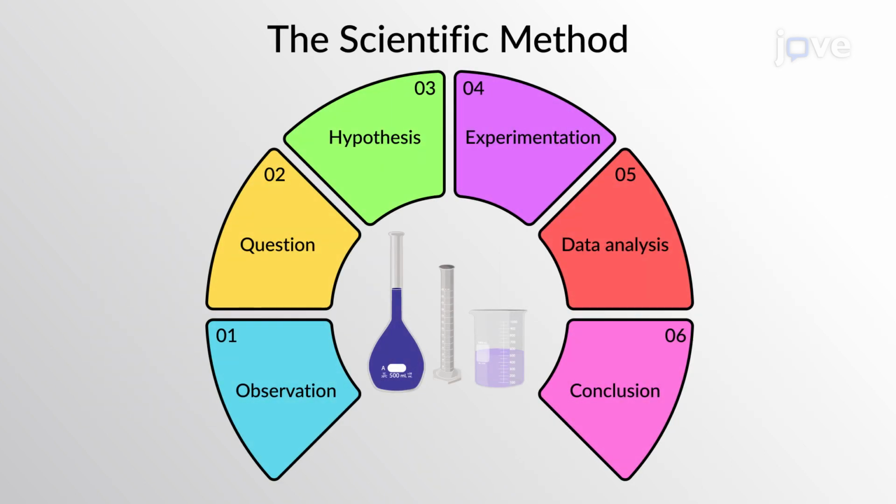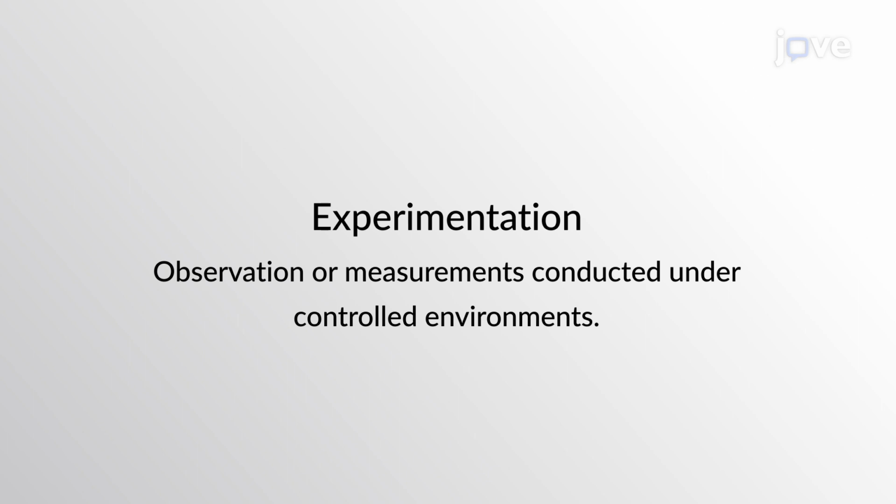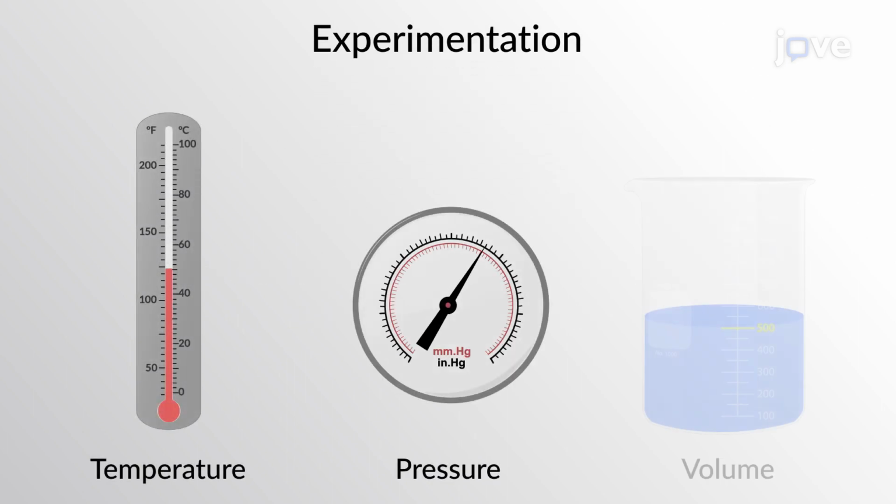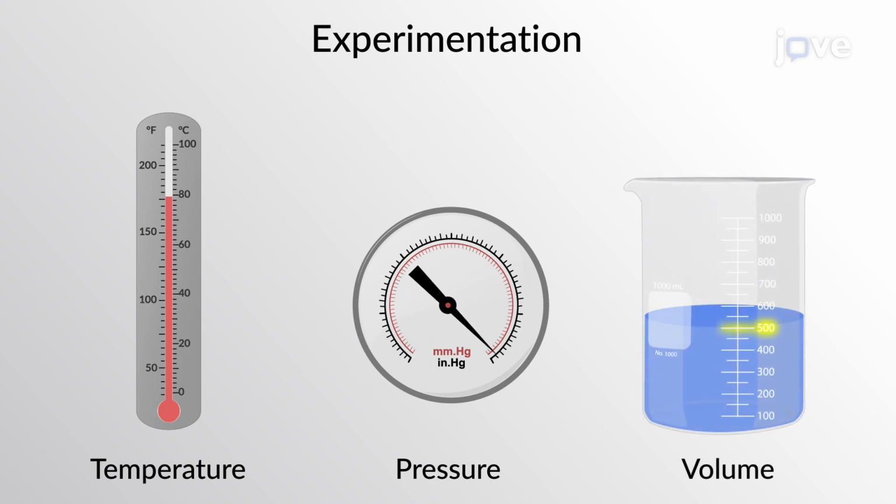The fourth step in the scientific method is experimentation and data collection. Experiments are observations or measurements conducted under controlled environments, such as temperature, pressure, or volume. This step investigates how well the real world fits that predicted by the hypothesis.